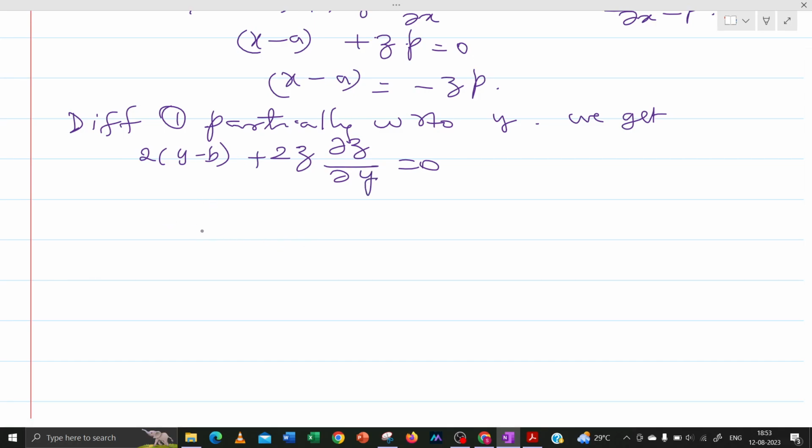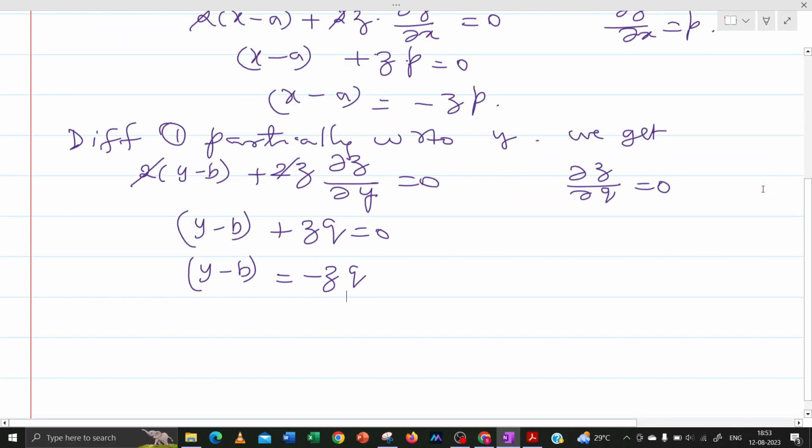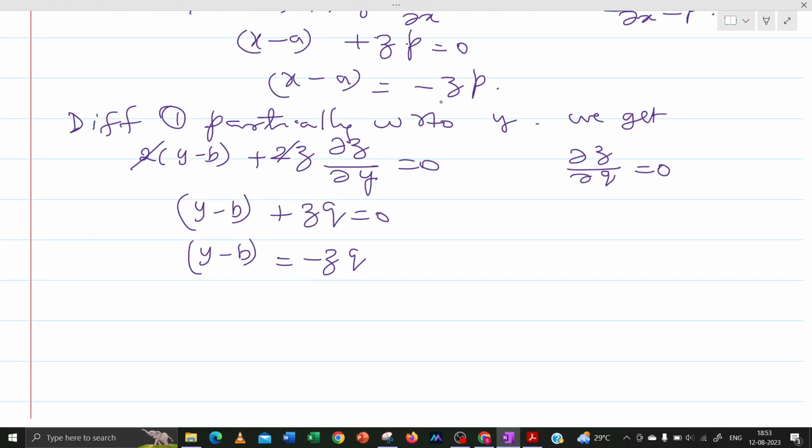Here also we can take the 2 outside and then 0 by 2 equal to 0. Then we will get y minus b plus zq equal to 0, since dou z by dou y is q. Then y minus b equal to minus zq. This is one more result here. Already we have taken x minus a equal to minus zp. We can take this as equation number 2. This is equation number 3.